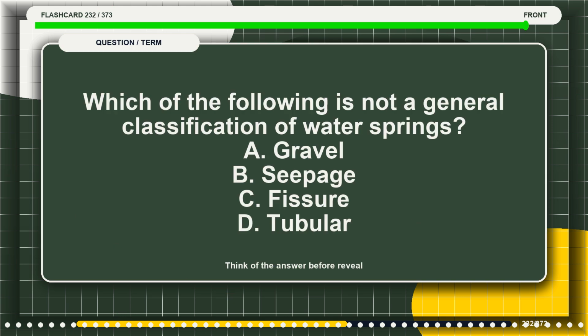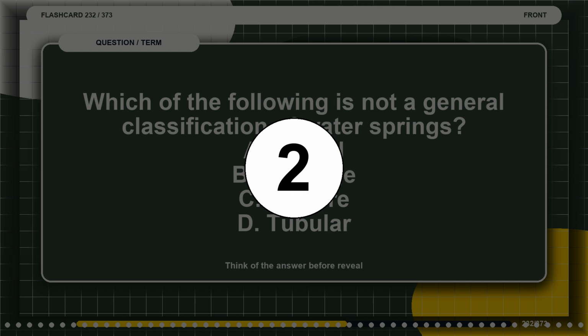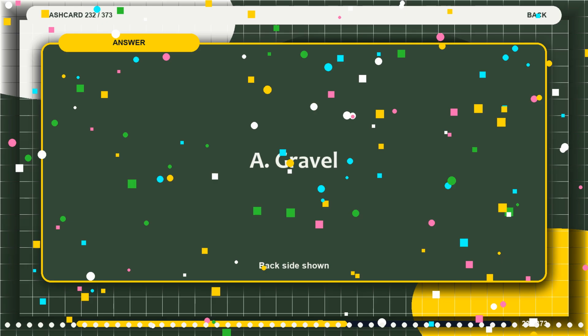Flashcard 232. Which of the following is not a general classification of water springs? A. Gravel. B. Seepage. C. Fissure. D. Tubular. Think of the answer before the reveal. The answer is A. Gravel.